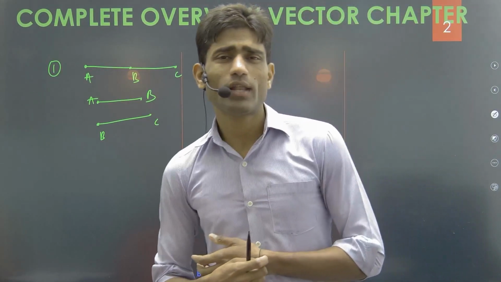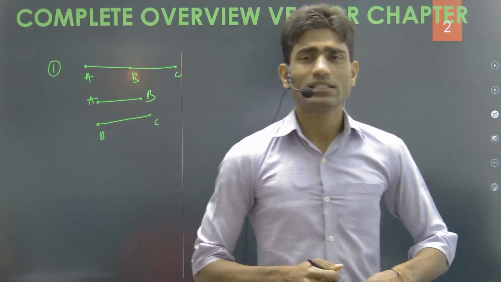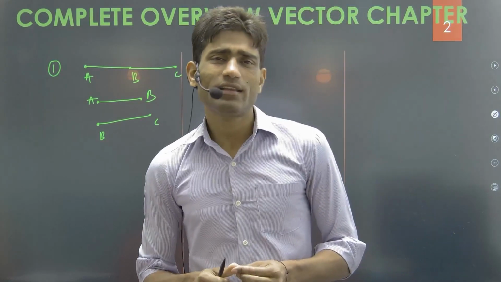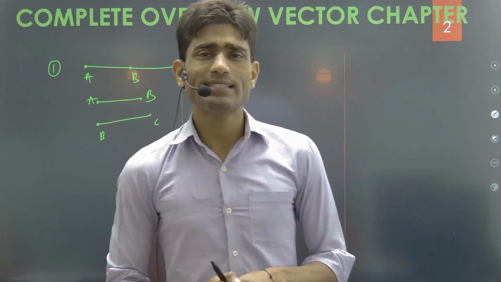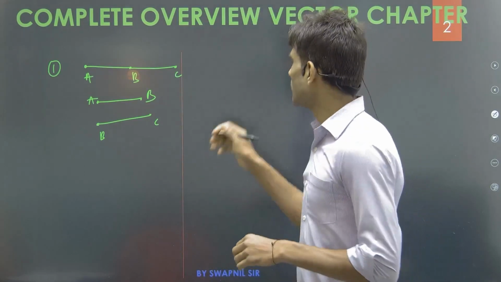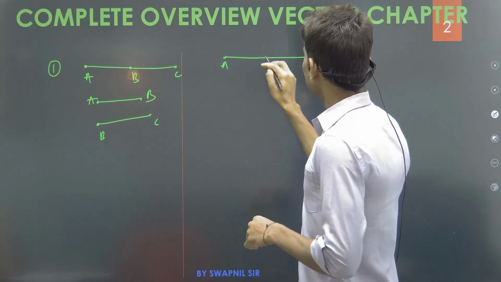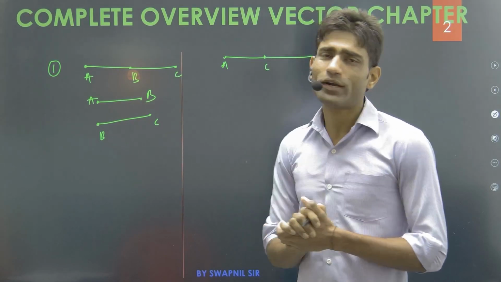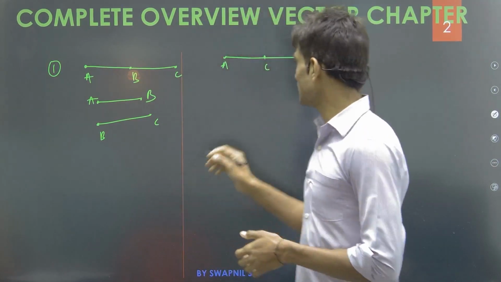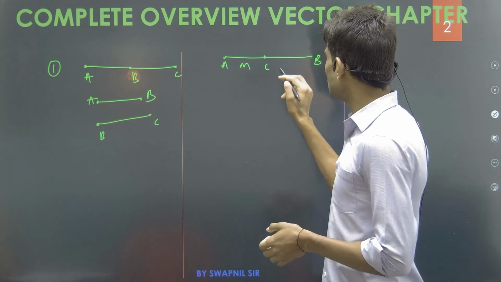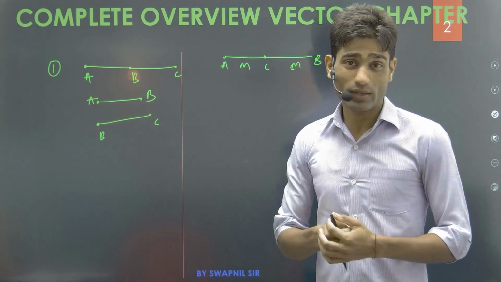The section formula is basically divided into two parts: internal division and external division. Before I explain the section formula for internal and external division, why do we actually need it? As we know, if we have a line segment, consider line segment AB, divided by a third point C, and the ratio from A to C and C to B are both equal.